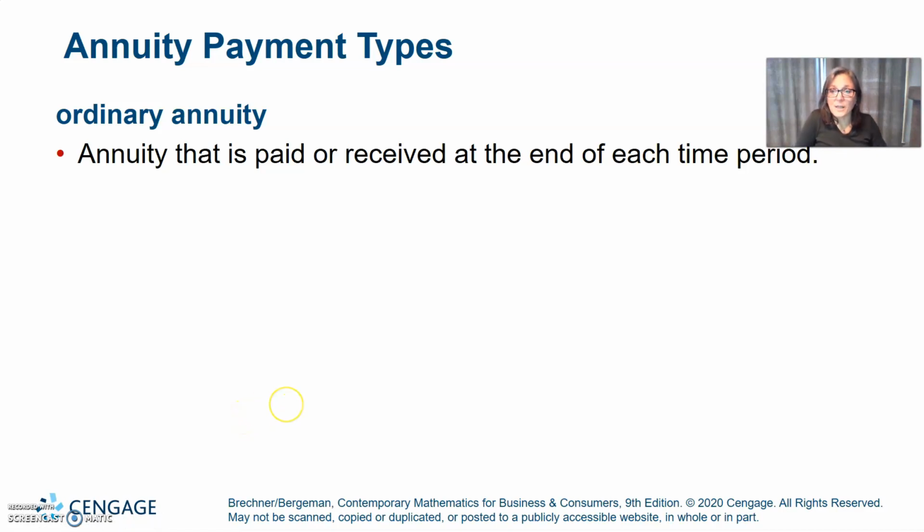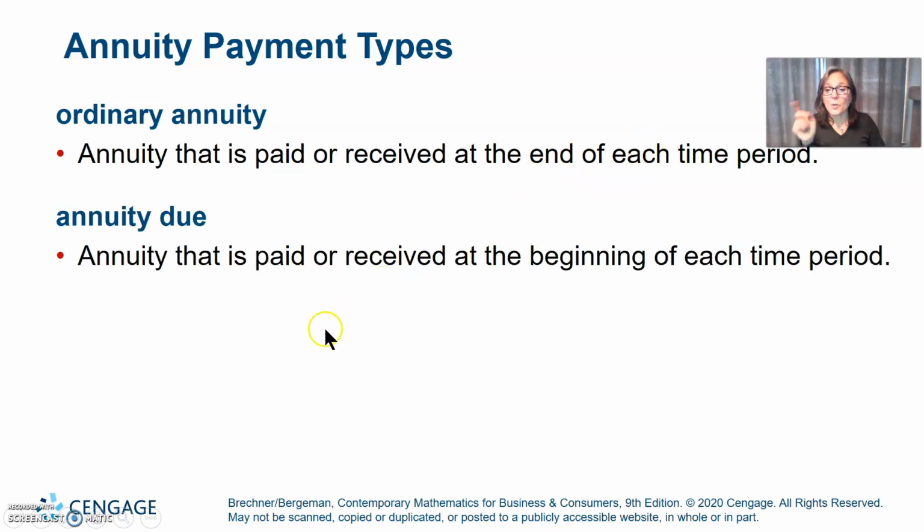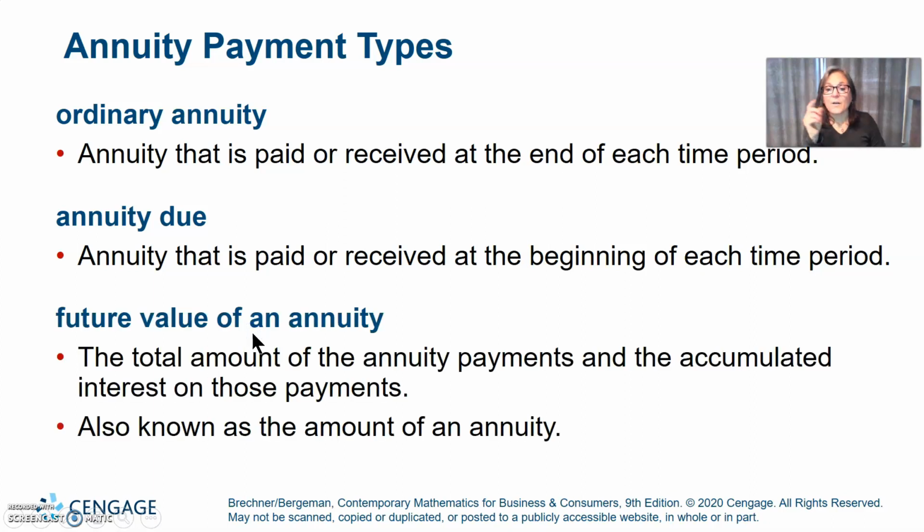So there are different annuity payment types. An ordinary annuity is an annuity that is paid or received at the end of each time period. End, and that's the critical part here, end. An annuity due is an annuity that is paid or received at the beginning of each time period. Future value of an annuity is the total amount of the annuity payments and the accumulated interest on those payments. It's also known as the amount of an annuity.